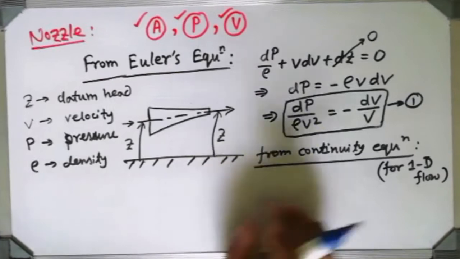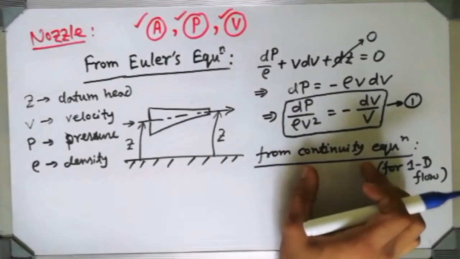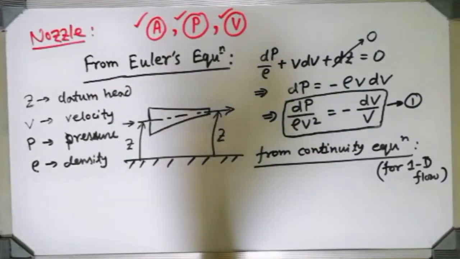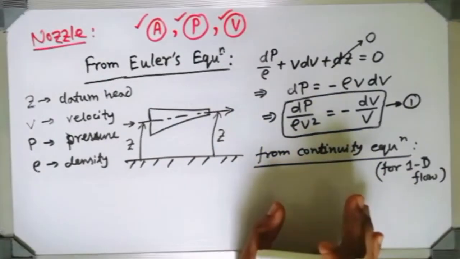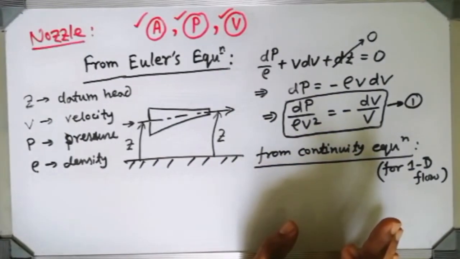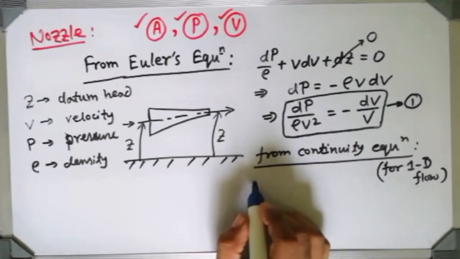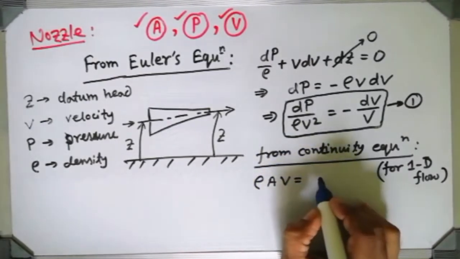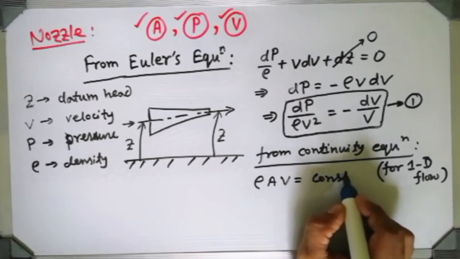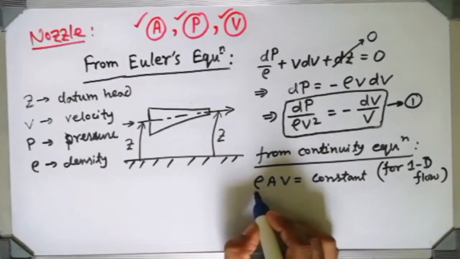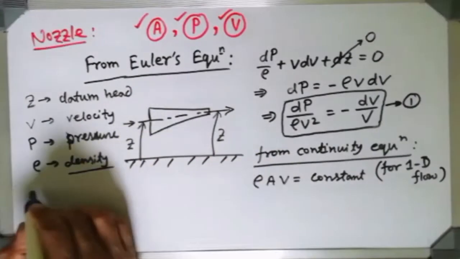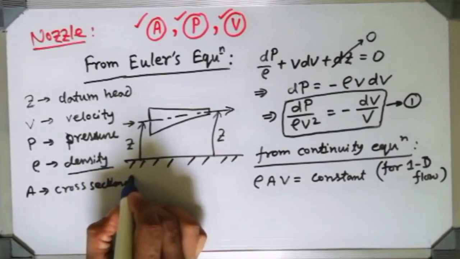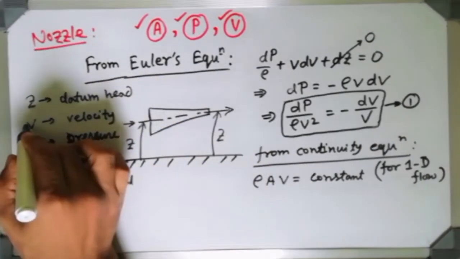So the continuity equation, what does this mean? It means conservation of mass. Mass will remain constant before and after. That is the main thing of the continuity equation, conservation of mass. If I write this continuity equation in this manner, are you able to understand this or not? Rho A v is constant. Rho means the density, A means the cross sectional area, and v is the velocity of the fluid.